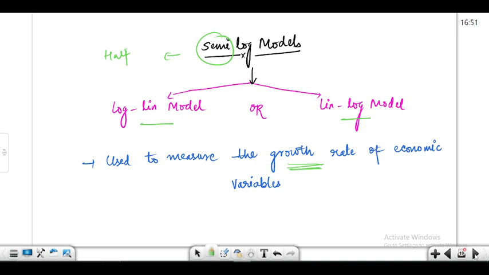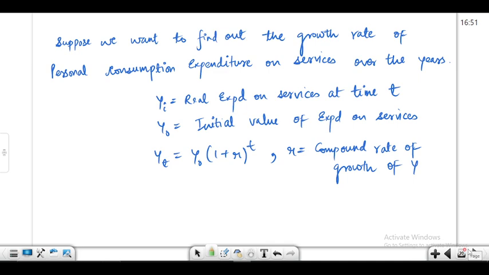Okay, let's see. So suppose there's a situation where we want to find out the growth rate of a variable, say your personal consumption expenditure on services. So whatever personal consumption expenditure that you're making on services, I want to track the growth of that expenditure over the years. Okay. So this is my y variable, and since I'm tracking it over the years, my regressor is the time here. So the x variable will be the time factor.